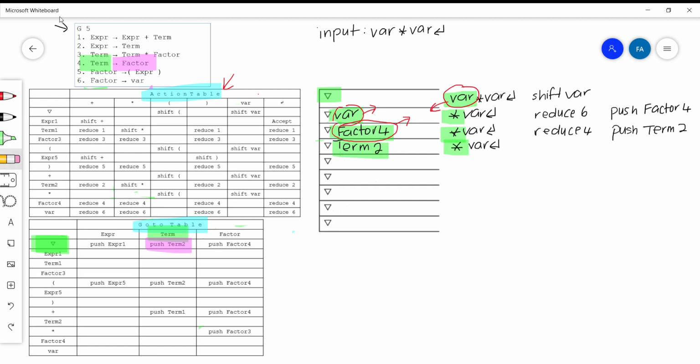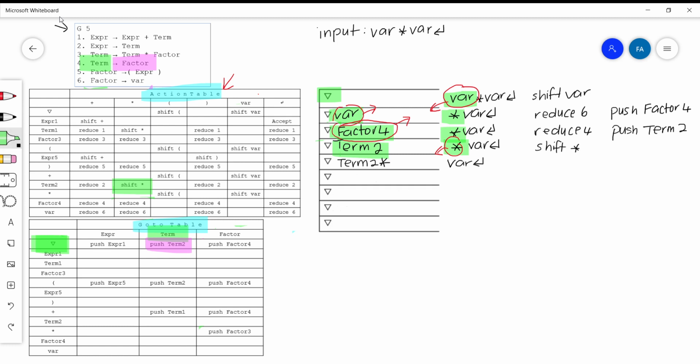So term 2 that meets with star reads shift star. Since this is a shift operation, this is very straightforward. We simply shift star. So this star will be shifted inside our stack. So we'll have term 2 star, and we advance our pointer. So now our current input pointer is var. Since this is a shift operation, we do not need to refer to goto table.